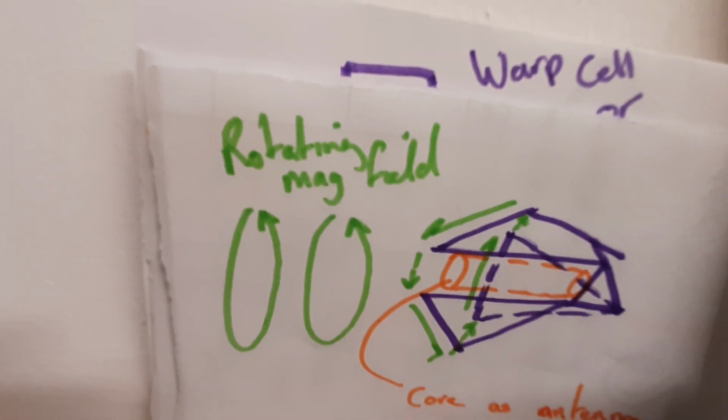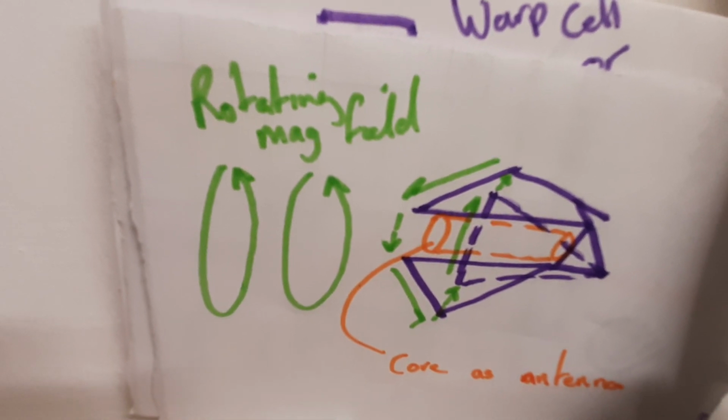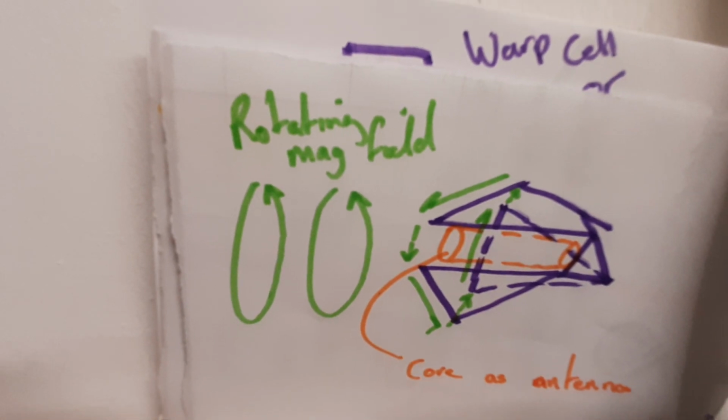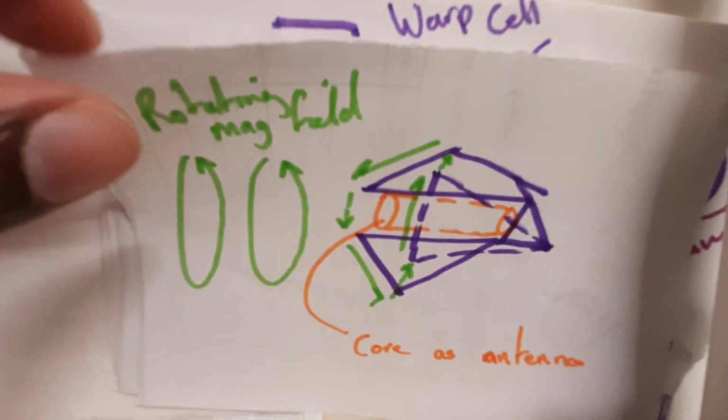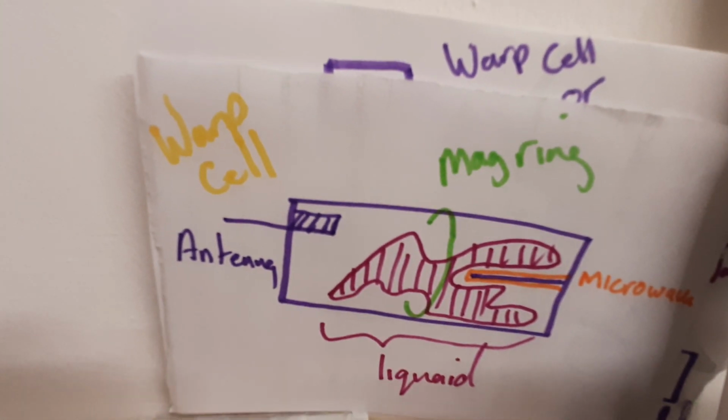Now, I've tried to draw that same diagram in 3 dimensions, but with an orange core which is acting as an antenna to actually allow the propagation of that rotating magnetic field to be applied to any kind of outer exterior part of a plane which is metallic.